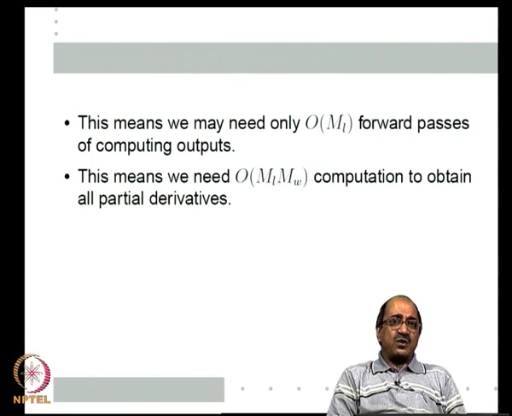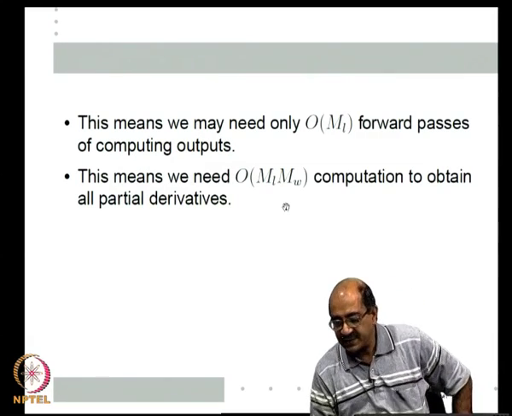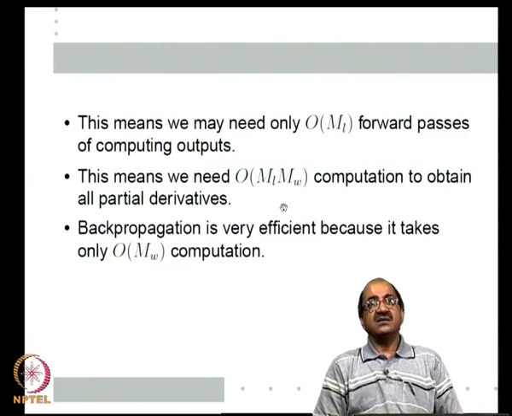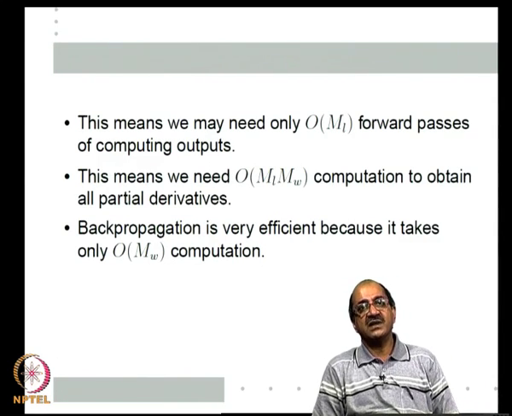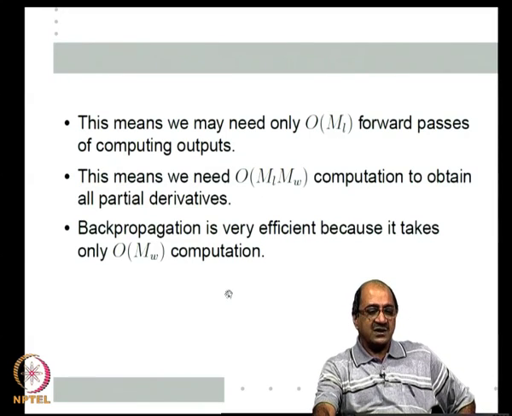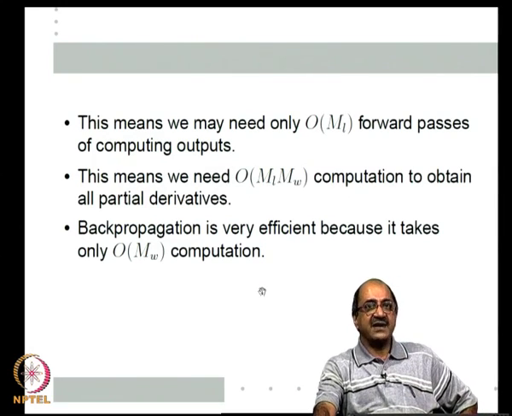Given earlier that MW is ML square kind of thing, ML MW would be like MW log MW, ML will be of the order of log MW. So, we need MW log MW computations if we do node perturbation, but backpropagation is very efficient because it takes only order MW computation to calculate all the MW partial derivatives. I can't do any better than this. So, this is one of the reasons why backpropagation is a very popular algorithm for doing gradient descent minimization of the squared error empirical risk for learning weights in a neural network.